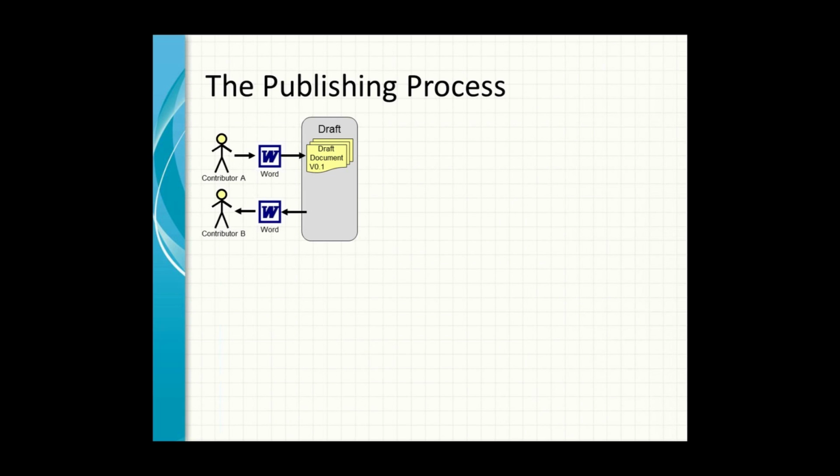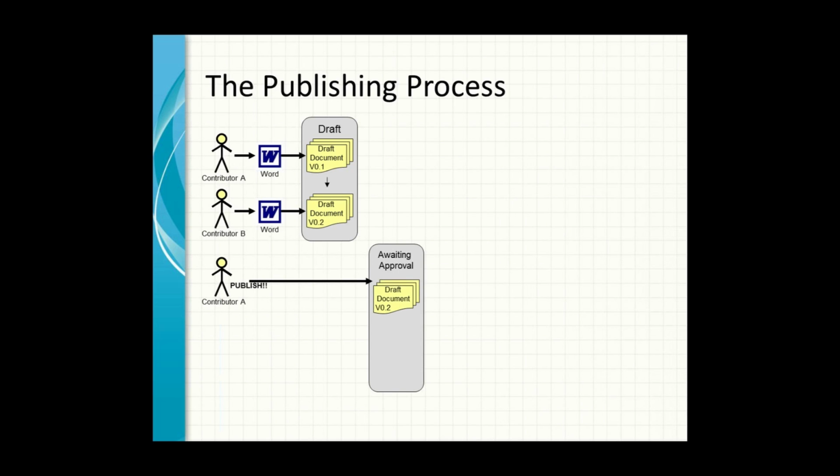Contributor B takes that out and works on it, and when he saves his changes and checks it in, he gets a new version, version 0.2, a new draft version. Contributor A decides that version 0.2 is ready for prime time. It's ready to be published out and for people to see it. So contributor A publishes the document, but instead of it being immediately available to people to read, it's held in this awaiting approval state, because we want things to be approved before they're read. We want to make sure they're correct.